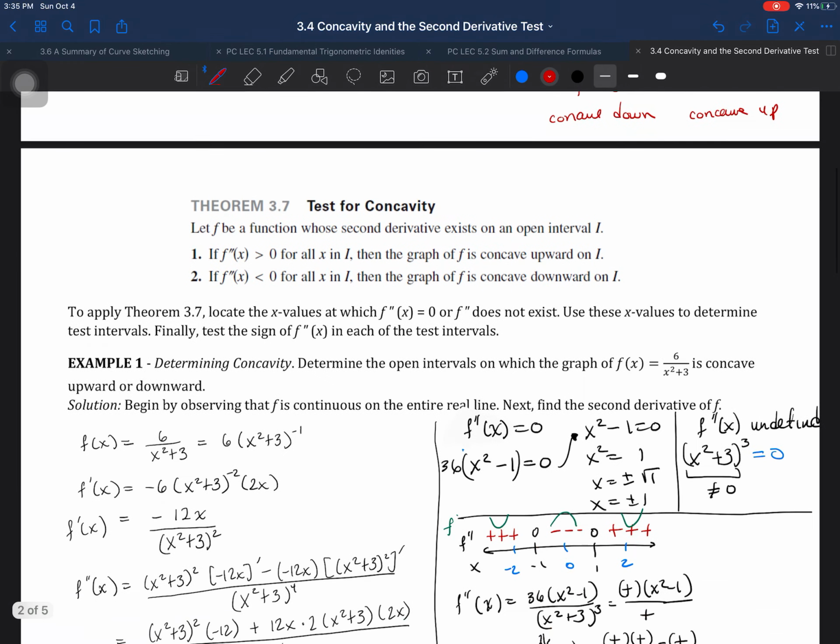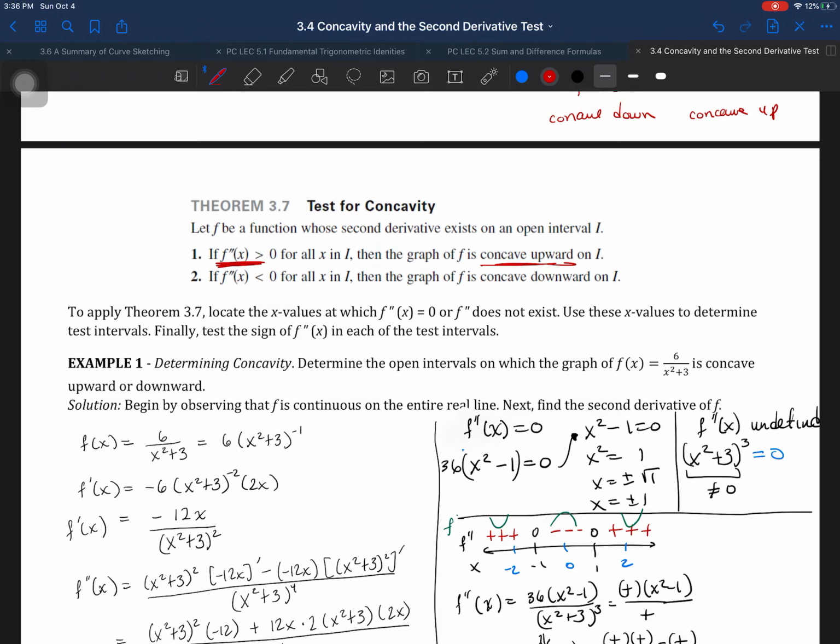To test for concavity, let f be a function whose second derivative exists on an open interval. Obviously, we just have to say that. If the second derivative is greater than 0 for all x in this specific interval, then the graph of f is concave upward for that specific interval. So, kind of makes sense, right? It's kind of neat. If your second derivative is positive, then you're up. Up is positive, right?